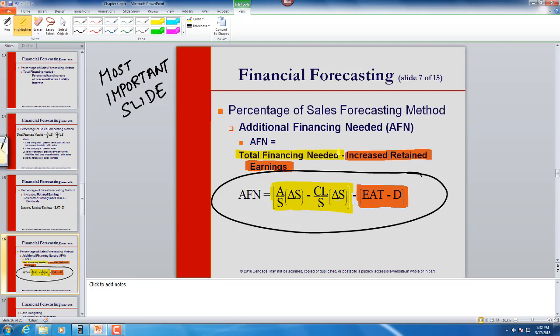In the textbook, there are examples that you can solve. I expect you to be able to substitute numbers into this and solve it, if you get a question on the exam about this. If I give you asset levels, sales levels, current liabilities levels, present and expected, and earnings after taxes and dividends, you should be able to do this. It is just substitution of numbers, straightforward.